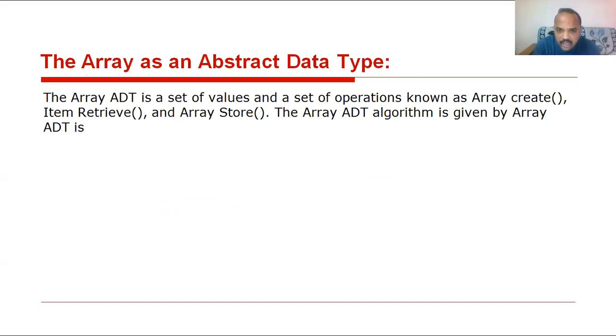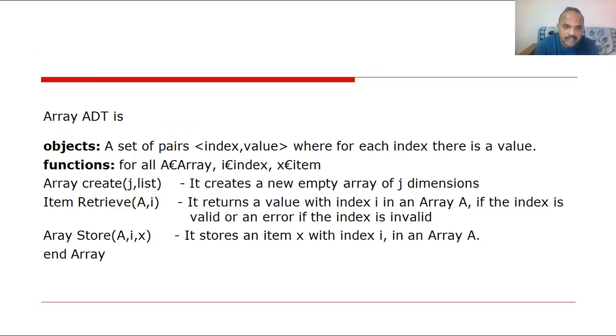Then array as an abstract data type. Array is an abstract data type. Why is it called an abstract data type? We know an array is a collection of related data items with a common name. We can create an array, insert elements, retrieve elements, and store elements in the array. What is an abstract data type? An abstract data type is a collection of values and a set of operations. In an array, we can store some values and also apply some operations. That's why it is called the array abstract data type.